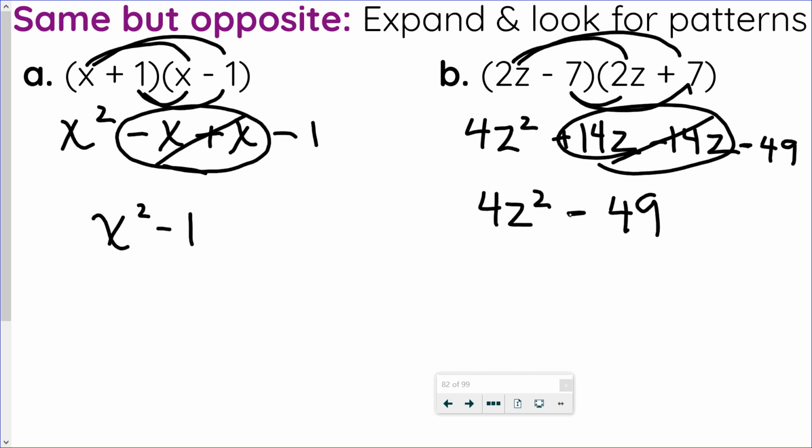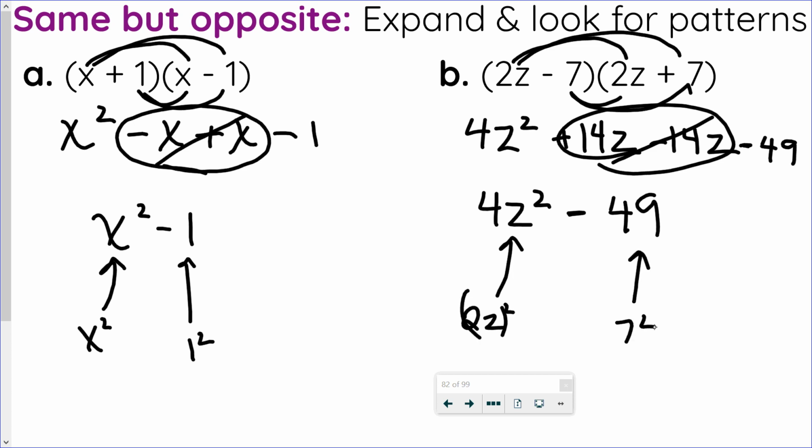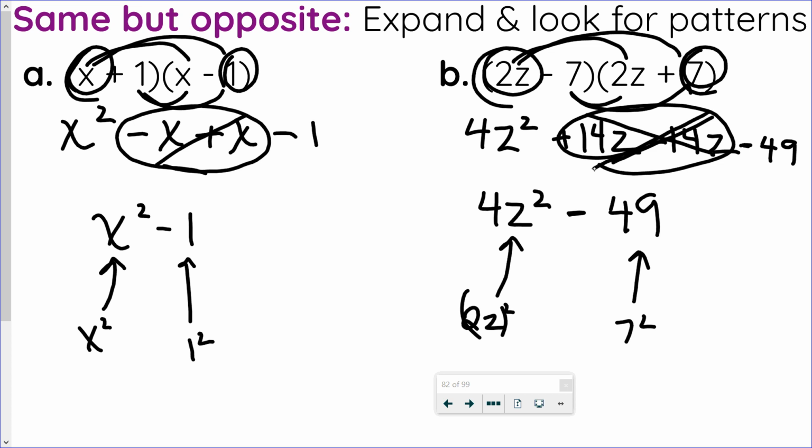Here's the patterns I notice. My first number is a perfect square. That's just x squared. My last number is a perfect square, 1 squared. Same thing here. This is just 2z squared, and then this last number is just 7 squared. So x squared and 1 squared, 2z squared and 7 squared. Because they are same but opposite, it gets rid of the middle term. So all you have is the square of the first number, the square of the second number, sign in the middle is subtract.